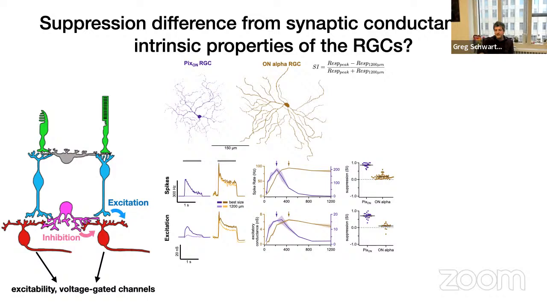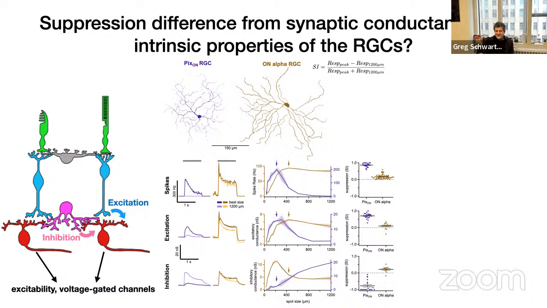What about inhibition? We see a very different pattern here. And this is kind of a replication of a lot of the stuff that was in Daniel's paper as well, which is that ON alphas have some surround suppression of their inhibition, but Pixons just have inhibition that gets larger and larger as the spot size gets larger. So the way we defined the suppression index, that's a negative suppression index. However, it's inhibition, so you can flip the sign, right? Both larger inhibition and smaller excitation for large spots would support fewer spikes. So both the excitatory and inhibitory conductances in Pixons at least qualitatively appear to be in the direction where they would support surround suppression.